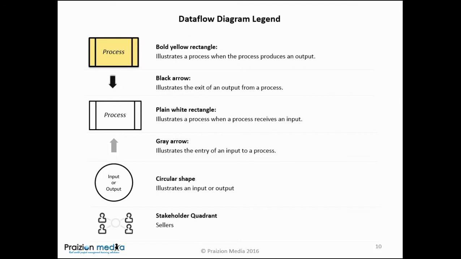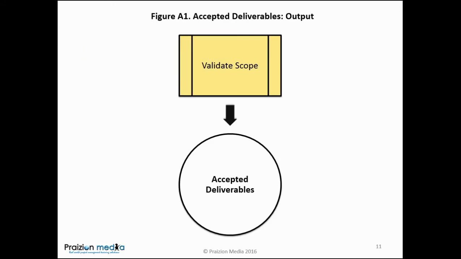You've got a yellow rectangle, which shows you that this process is going to give an output. Then we have a white rectangle, which shows this process is going to receive an input. So take a look. The first page that breaks this down is figure A1. A1 because we're moving through every single ITTO. That's right, you heard it right. Every single ITTO in the PMBOK guide is going to be studied under the microscope.